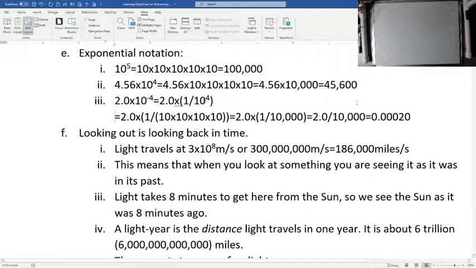So using negative exponents, we can express extremely small numbers. Using positive exponents, we can express extremely large numbers easily, right? A 10 to the 19th would be a 1 with 19 zeros after it, right? It would be much easier to write that than it would a 1 with 19 zeros after it. So that's a little bit about exponential notation.